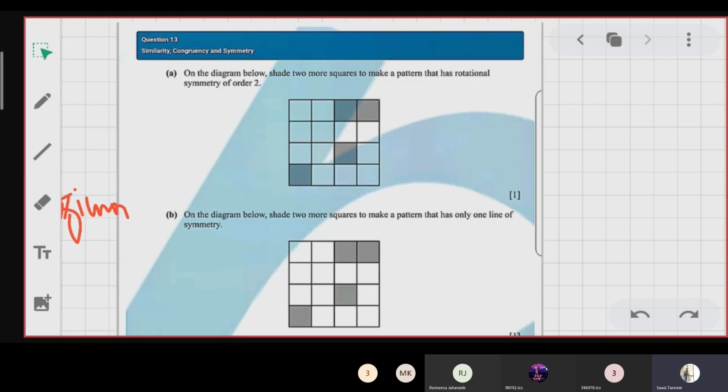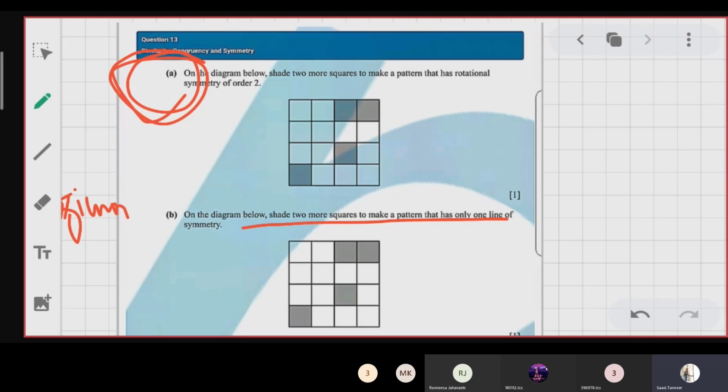अच्छा, before discussing this part A, let's discuss part B. First discuss the parts जिसमें हम line of symmetry की बात कर लें, because हम अभी से start से हम उन्हीं parts को deal कर रहे हैं ना, in which we are supposed to draw the line of symmetry. So let's first discuss this part number B. So what examiner is saying in part B? In part B, examiner is simply saying on a diagram below, shade two more squares to make a pattern has only one line of symmetry.